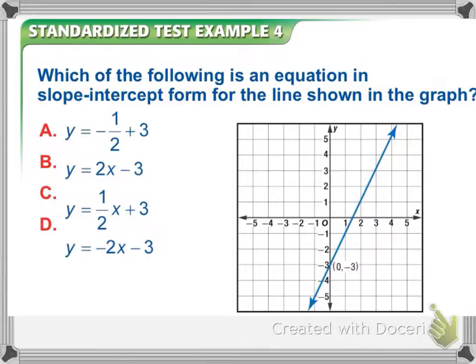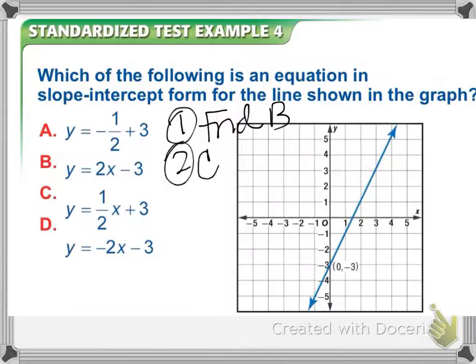Okay, next one. What we have here is I'm giving you the graph of a line, and you have to figure out what the equation is from that line. Okay? So basically, what you want to do is you want to start with finding the y-intercept. B is always easy to find, okay? So first you find B, and then second you count out your slope. You pick another point and you count out your slope, all right?